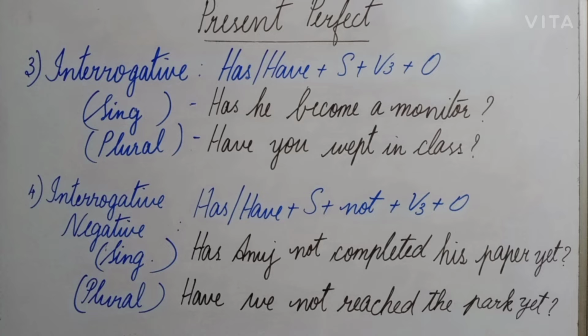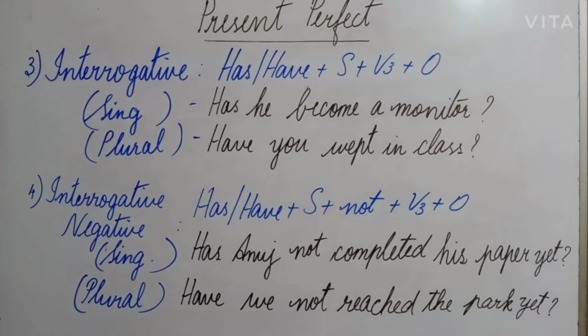So the subject is you over here. Then the supporting verb or the helping verb will be have. Have you wept? Weep is the base form, wept is the verb 3 form. That is weep, wept, wept. So wept is the verb 3 form and the object is in class. Have you wept in class?